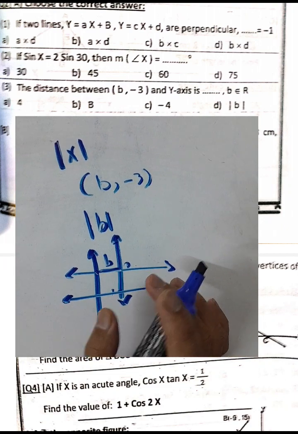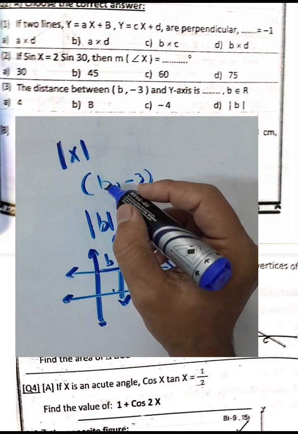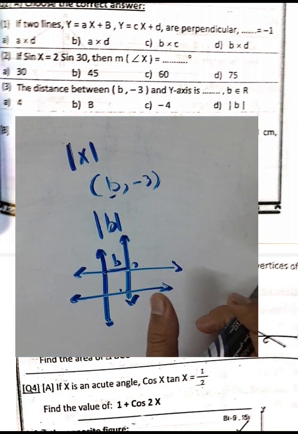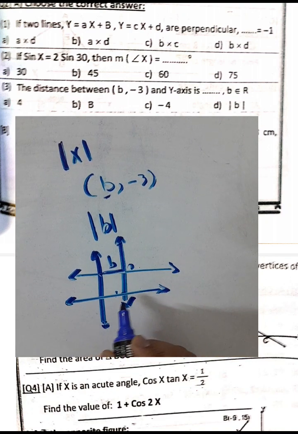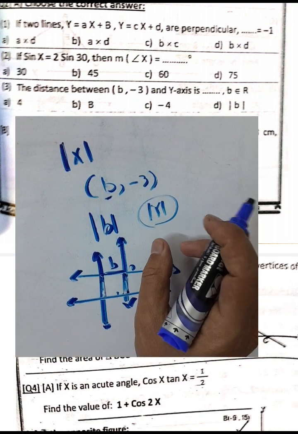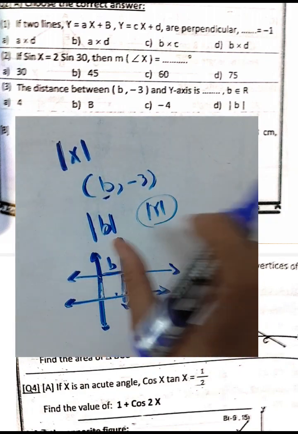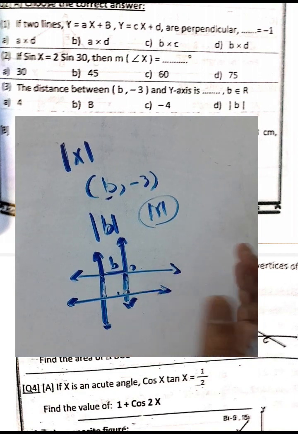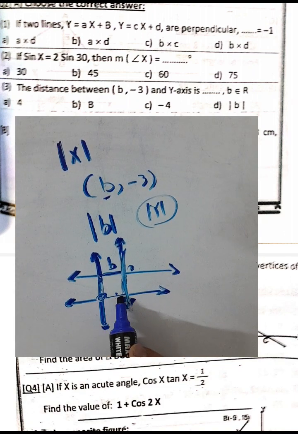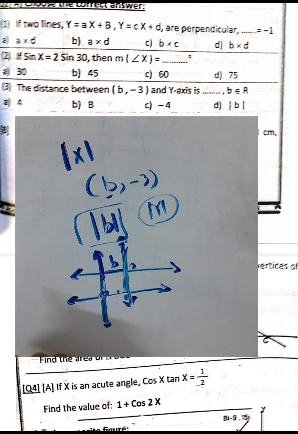Okay, so in any example, if you want to find the distance between a point and the y-axis, you must find the absolute value of the first coordinate here. And if you want to find the distance between any point and the x-axis, you must find the absolute value of y, the second coordinate. But in this example, you want to find the distance between the point and the y-axis. The distance between the point here and the y-axis will be the absolute value of x. Okay, the result will be the absolute value of B. It's the result. Choose letter D.